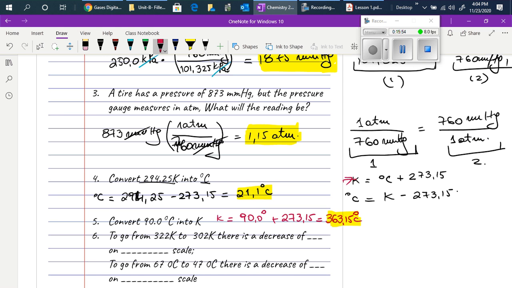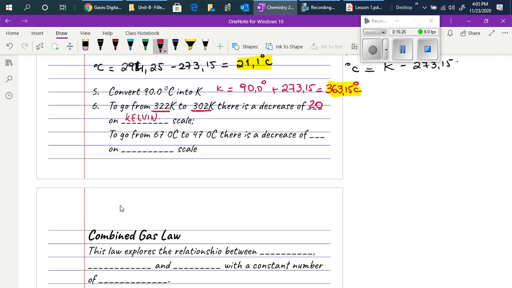Okay, now to go from 322 Kelvin to 302 Kelvin, there is a decrease of 20 on the Kelvin scale. And to go from 67 to 47 will again be a decrease of 20 on the Celsius scale.